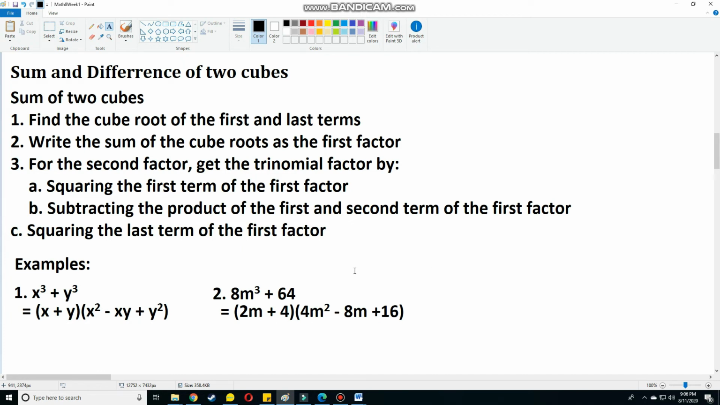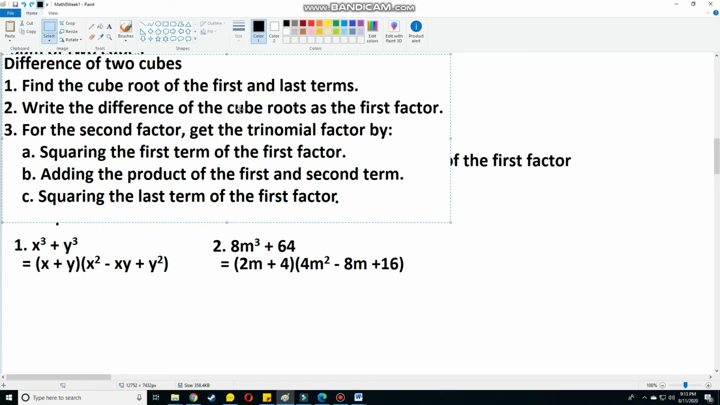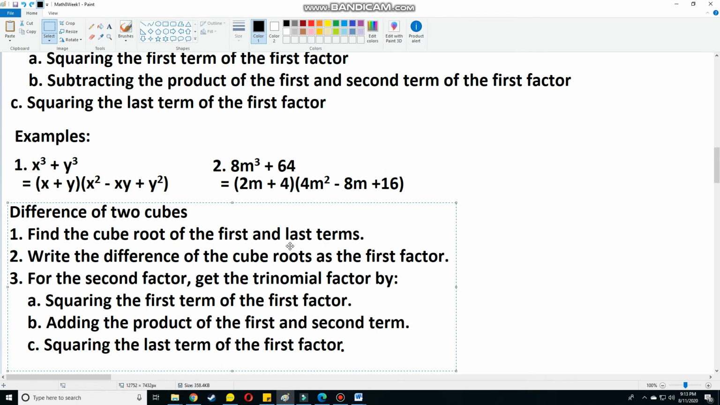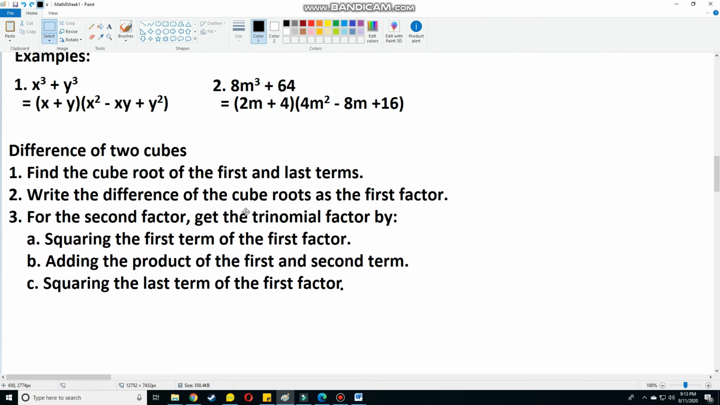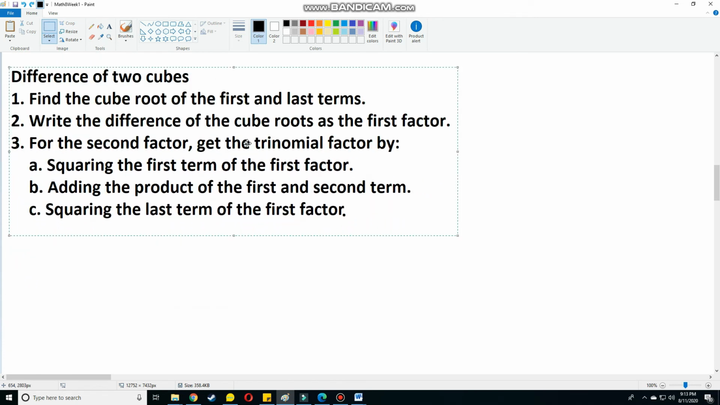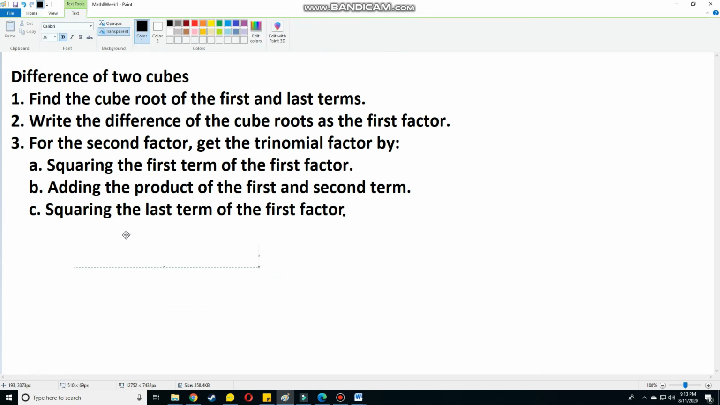Now, let us proceed to the difference of two cubes. Now, here are the steps for us to factor the difference of two cubes. Okay, so let's have an example. Let's go directly to the example. It's because the difference of two cubes is somewhat similar to the sum of two cubes, but we just need to bear in mind a few things. Okay, now our first example.